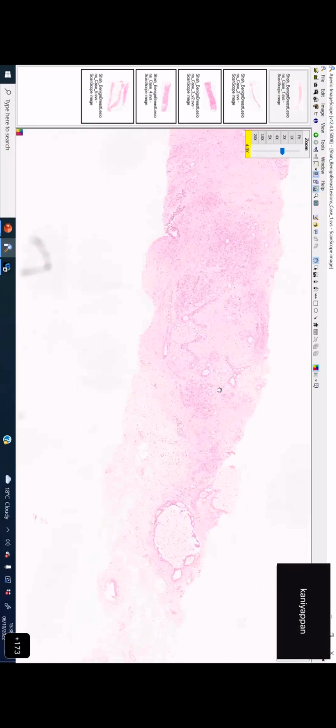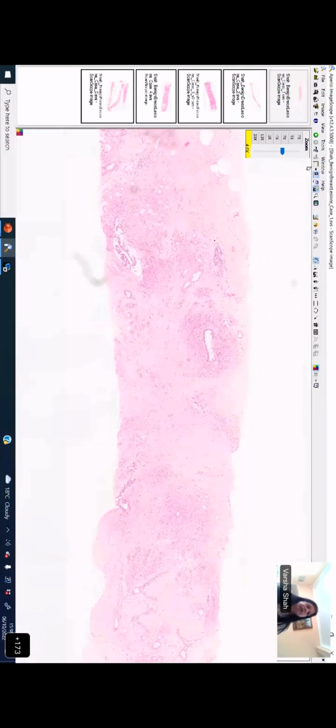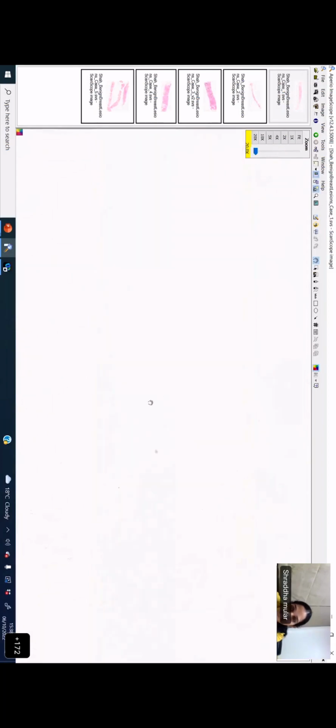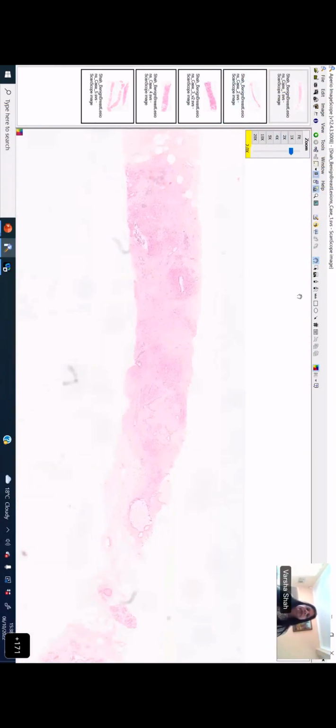Shraddha, please carry on. Yes, ma'am, there is one duct which we can see, which is dilated. And there is some periductal inflammatory reaction we can see. Do you have any idea what it is?